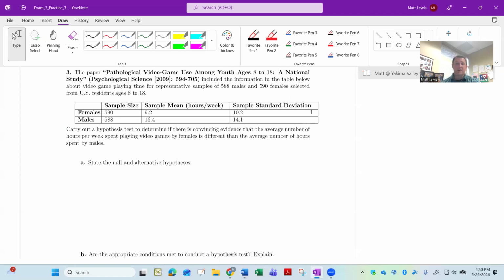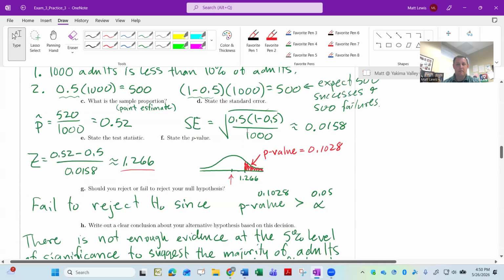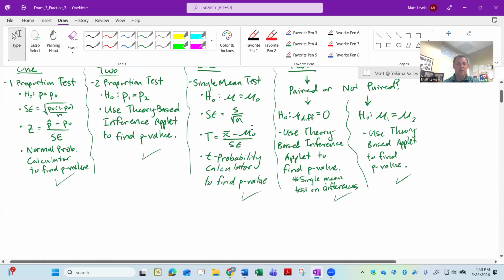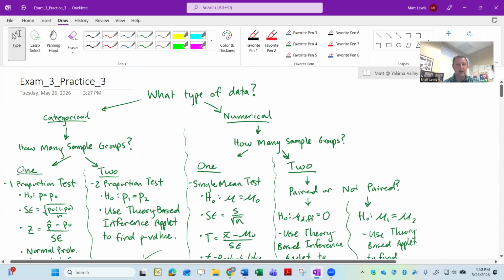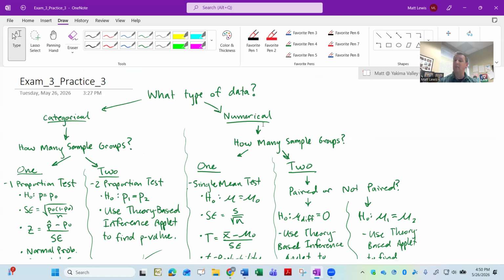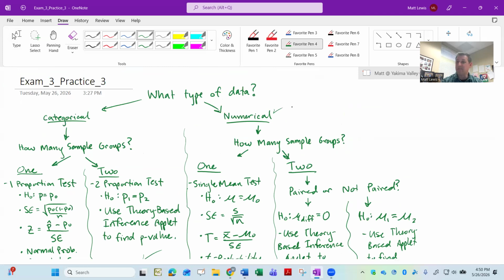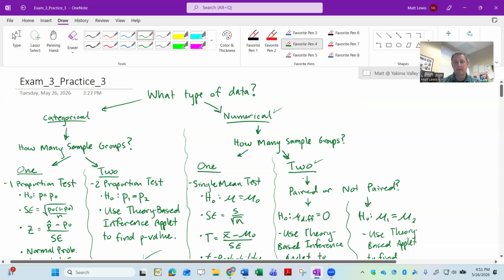Okay, let's go through our process. Talking about video game playing. When I ask the question, what type of data, categorical or numerical? Well, I have the clipboard. What am I writing down? I'm writing down number of hours, so it's definitely numerical. How many sample groups? Well, there are males and females, and we seem to be comparing them to one another. So there's definitely two.